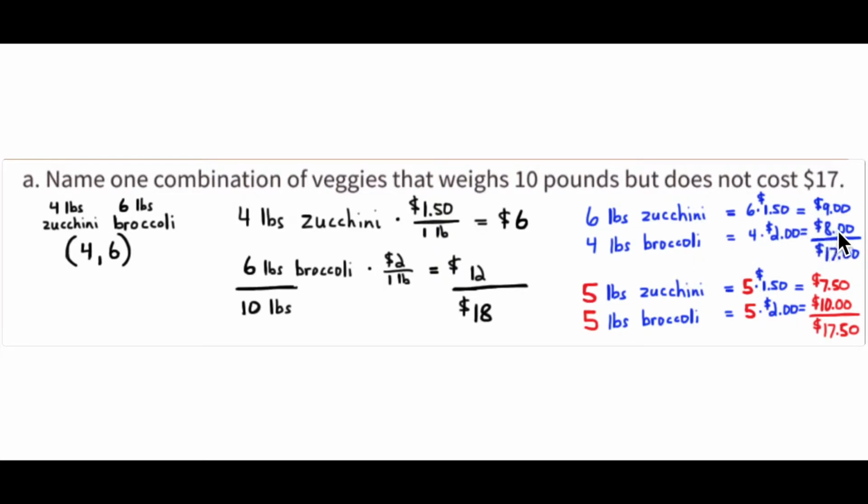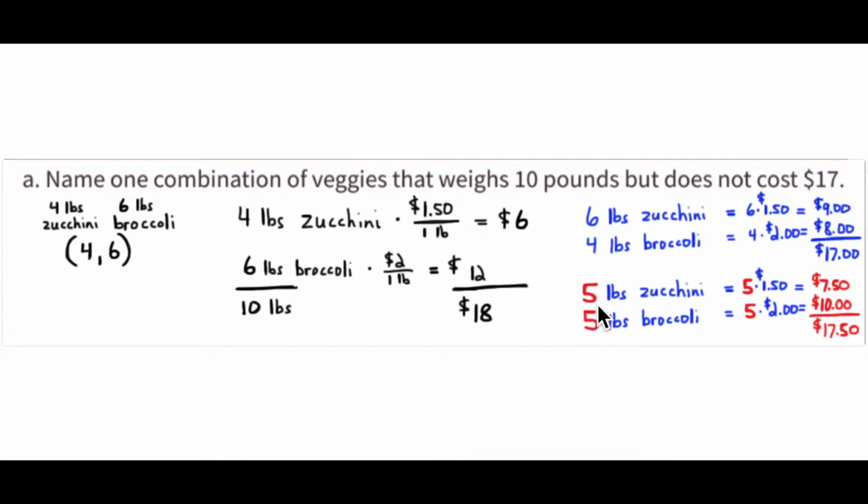But the cost of the broccoli increases. It goes from $8 to $10, an increase of $2. But the total increase, the difference, is an increase of 50 cents. It goes from $17 to $17.50. Once again, this decreases by $1.50. The broccoli increases by $2. So that's a net increase of 50 cents.